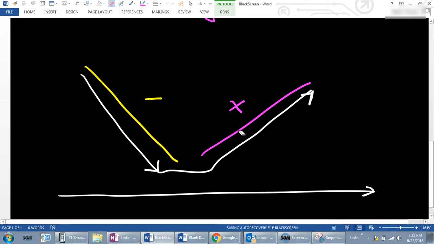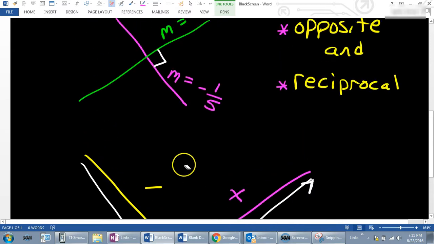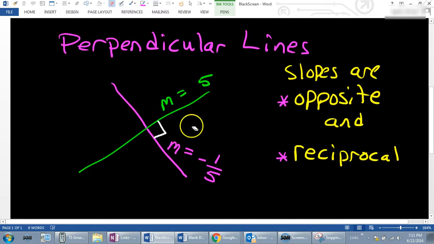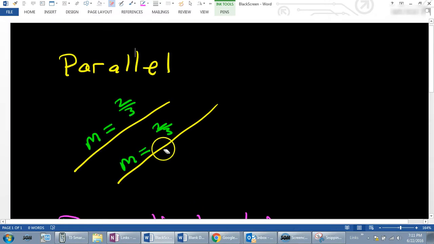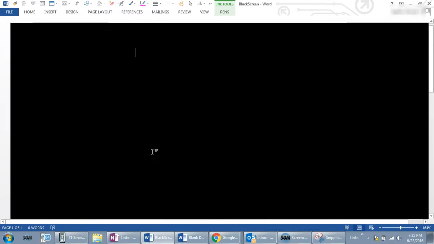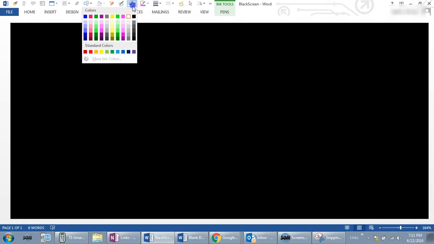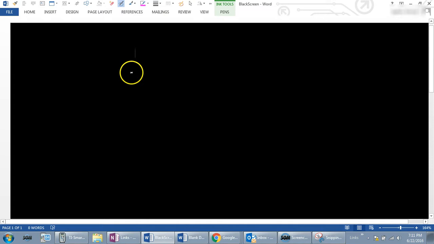Okay, so you had to have all of that in your brain. Perpendicular lines, opposite and reciprocal. Parallel lines, same slope. Okay, but that's just the beginning. There's more. There are two more things you need to know for this unit. There are two forms of linear equations. One of them is called slope-intercept form.